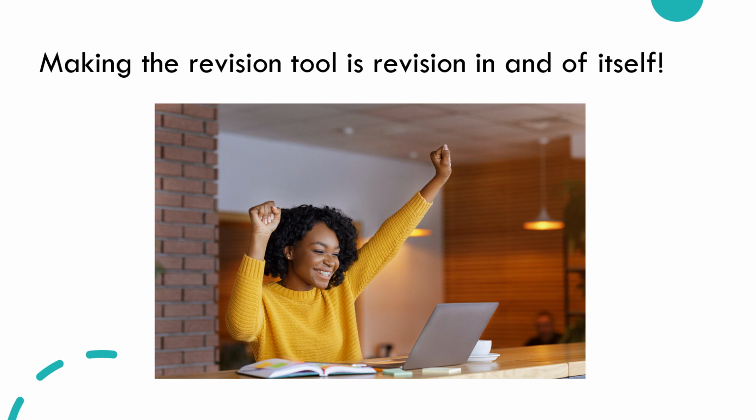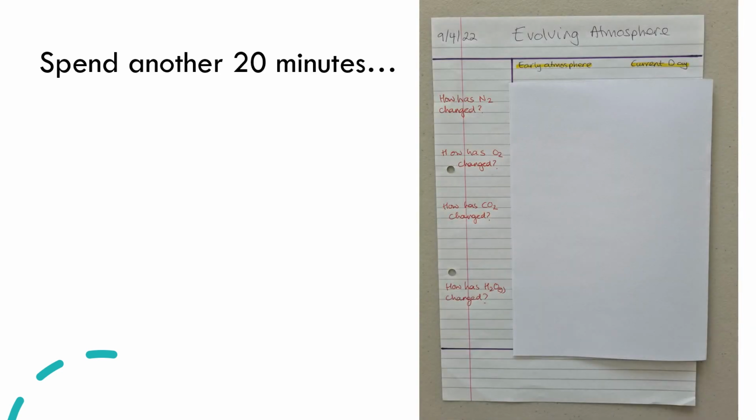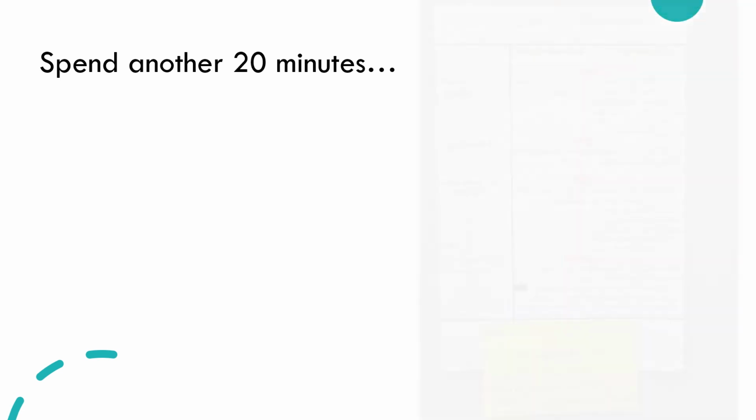You are reviewing the source material and interacting with it as you read, reduce, and transform the notes on the atmosphere's evolution. Spend another 20-minute revision session trying to recall those key points from the main body of the Cornell notes. The summary section at the bottom is there for you to review what you've learned or remembered.